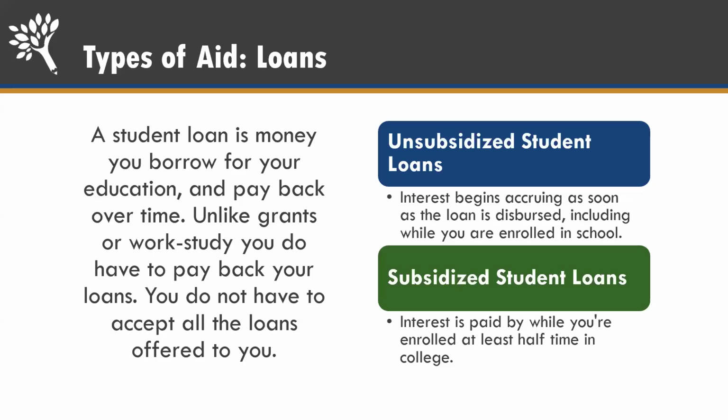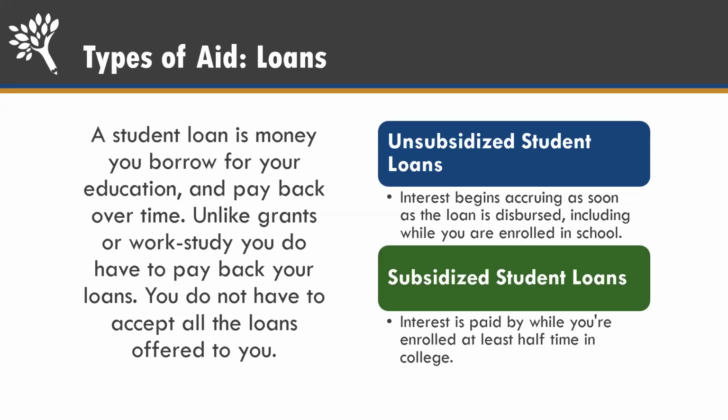Unsubsidized loans are the loans that you take out, and the minute you take them out, the interest starts accruing. Subsidized loans are loans where the interest is paid while the student goes to school. So the student takes out the loan, and Uncle Sam's like, hey, I'm going to cover the cost of the interest while you're in school and for a short period after.